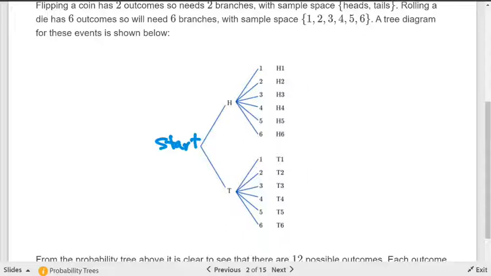Does it always start from nothing? No. What if it says you already have drawn a red ball? Then are you starting with nothing? Nope. You're starting with something, aren't you? So you've got to be careful.